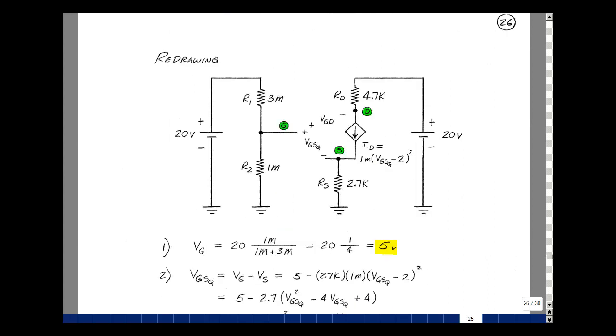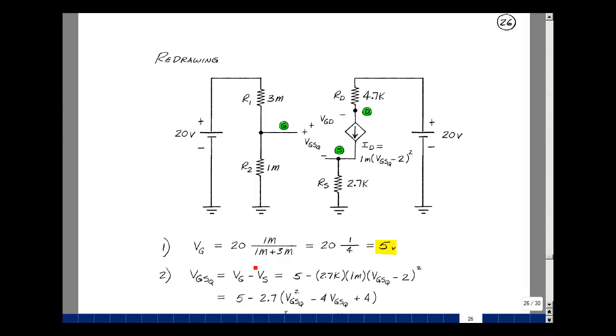In redrawing the circuit, let me draw the power supply twice. And by doing that, I break the circuit into loops that I can analyze a little bit easier. We're going to solve for the gate source voltage and then eventually the drain current. But to do that, I need to find this node voltage and this node voltage. This is just a simple voltage divider with 1 million ohms and 3 million ohms. 1 mega over 1 mega plus 3 mega times the 20 volts is a quarter of the power supply, or 5 volts. The source voltage is going to be the resistor that's here times the current that's flowing through it.